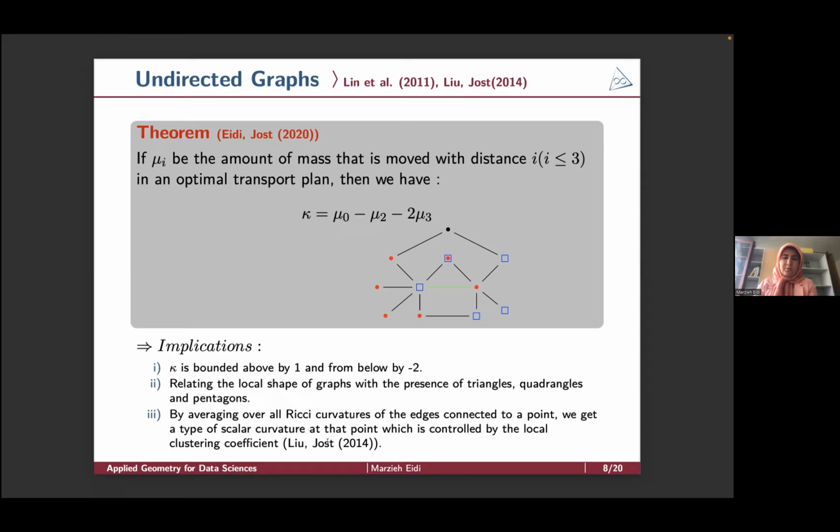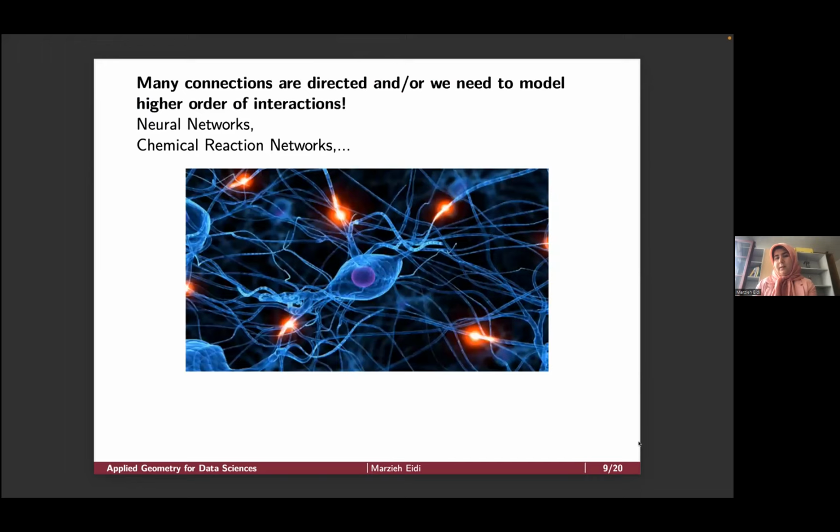So this is a very nice setting when we talk about undirected graphs, because the measures are defined based on randomly jumping from vertices to their adjacent vertices. And this has lots of nice theoretical implications and applications as well, because we are basically connecting geometry with Laplacian and a random process on the graph. But the thing is, this is not the case for many real networks when we talk about complex network analysis. Many connections are directed, or we need to model higher order interactions, something that happens in neural networks or chemical reaction networks.